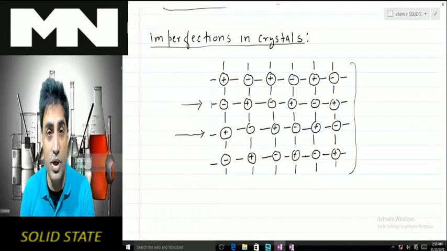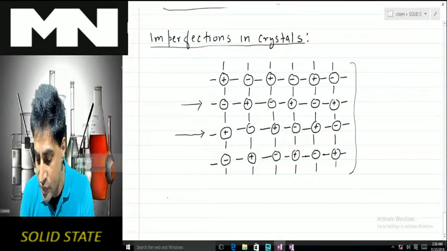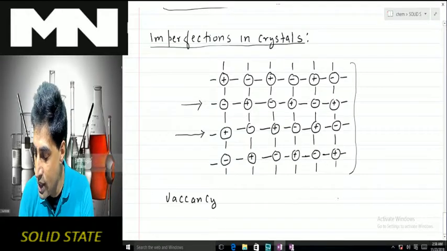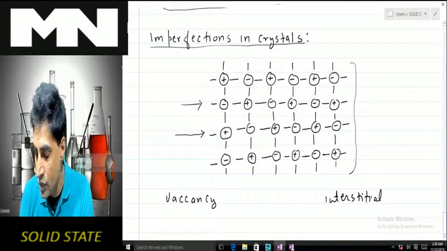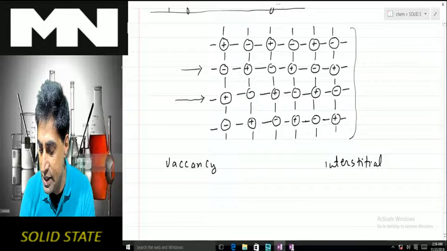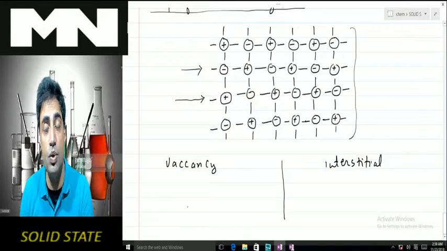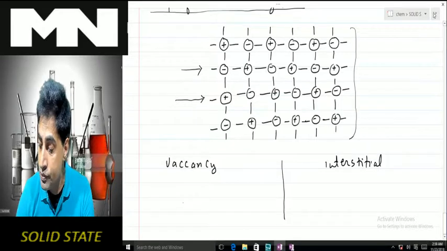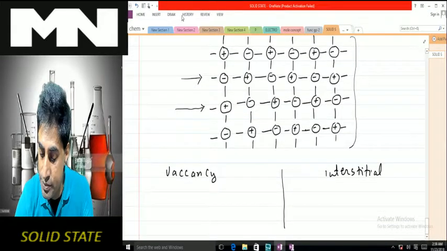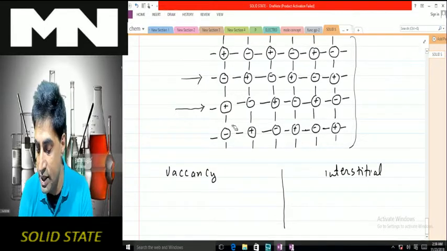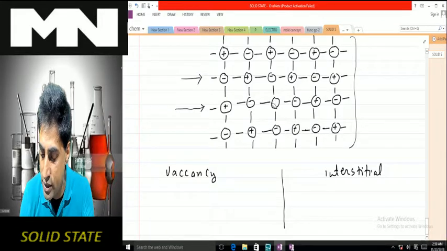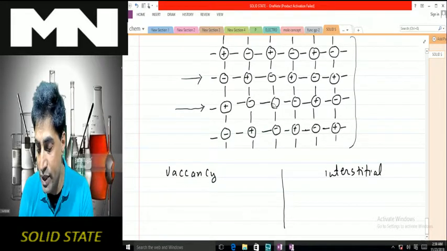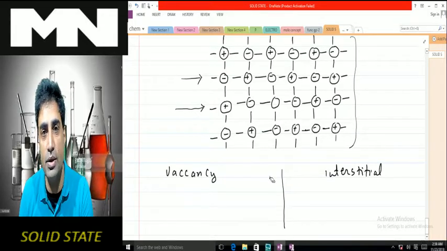Well, point imperfection can basically be divided into two parts. That is vacancy and interstitial. Vacancy imperfection and interstitial imperfection. If I talk about vacancy imperfection, what happens in vacancy imperfection? It may happen that you have a regular arrangement like here in this case, you have cation, anion, cation. It may happen that a cation is found missing from its respective position. So you have a vacancy over there. You'll see a vacant place over there.